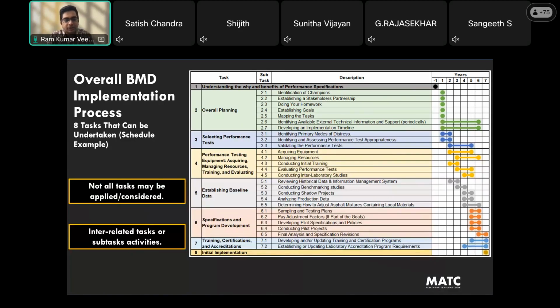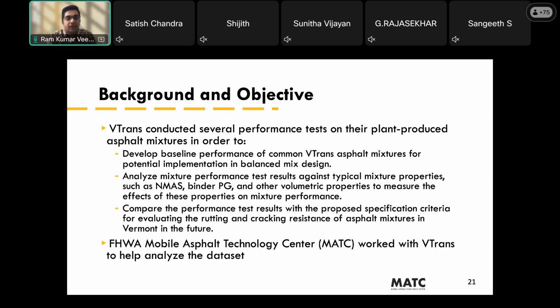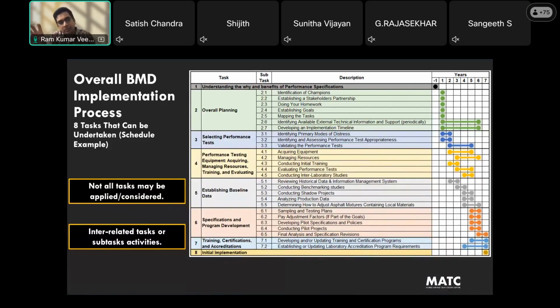So the graph over here shows the overall steps that are needed for the BMD implementation. The overall BMD implementation process involves 8 different tasks. And this balanced mix design is not something that you do immediately. It takes about 8 years to successfully implement balanced mix design.